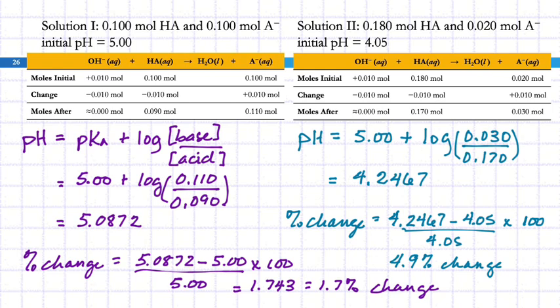So we have a larger percent change in our pH. We could also look at the absolute change. This one increased by 0.09. And that one increased by 0.2. So delta pH 0.09 for that one. Delta pH 0.20 for this one.